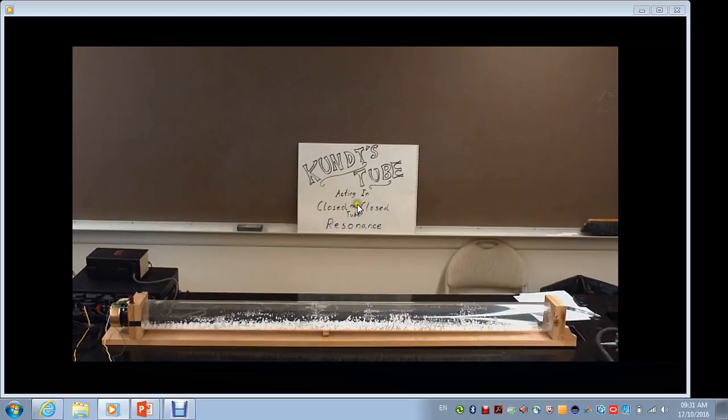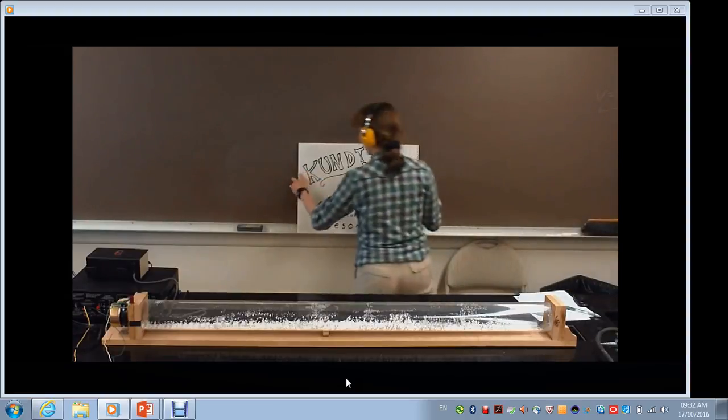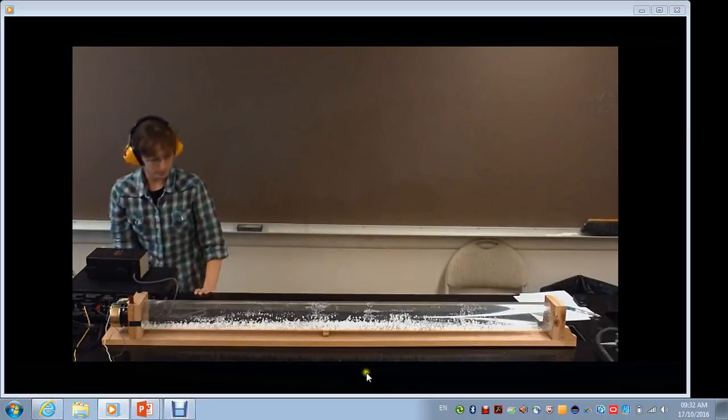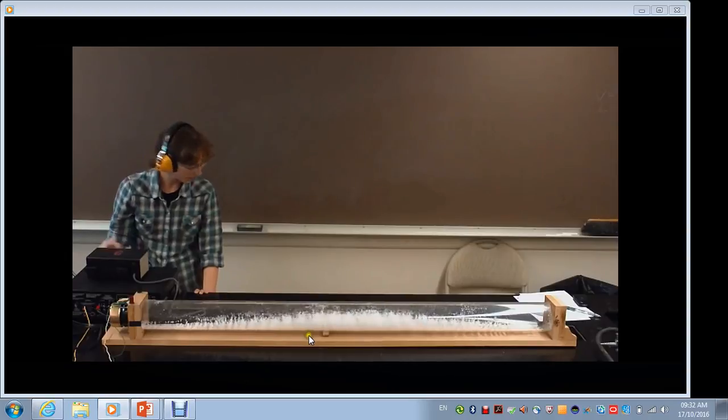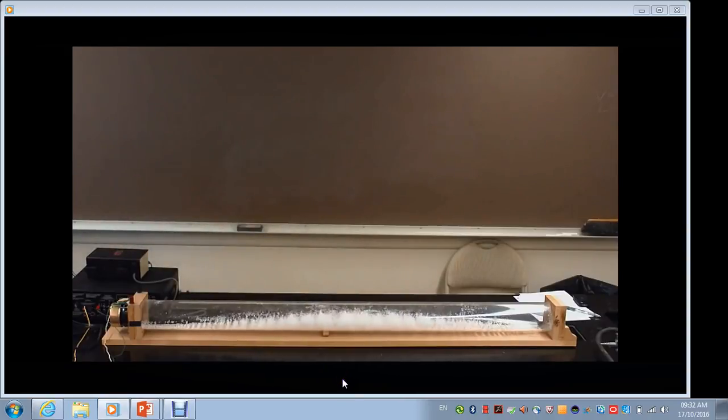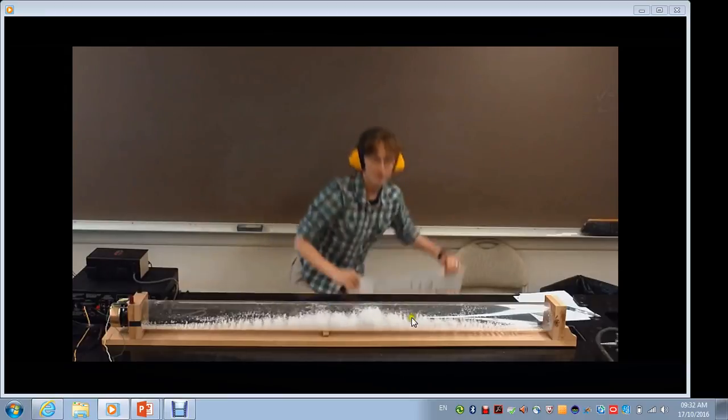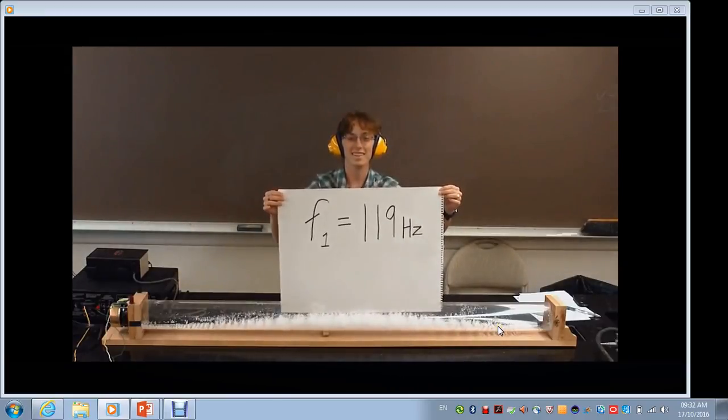So this is Kundt's tube in a closed tube. Why closed tube? Because the other end is sealed up. So this acts like a fixed end, which is the wall. So we are going to see what happens when the speaker is being switched on. He's adjusting the frequency. You see, this is the right frequency, and at this instant you actually see a standing wave. This is the mode 1 standing wave. The frequency is 119 Hz.